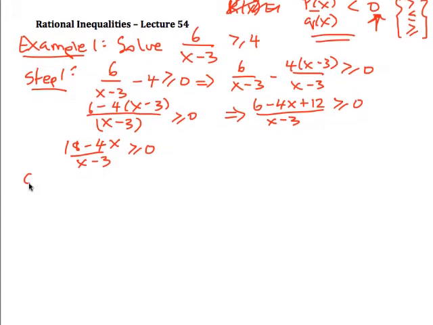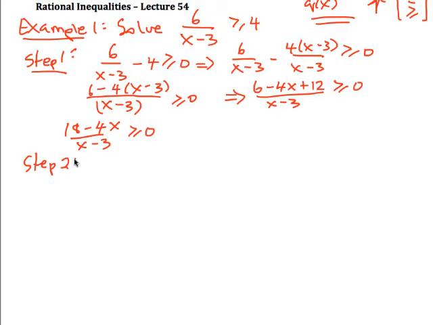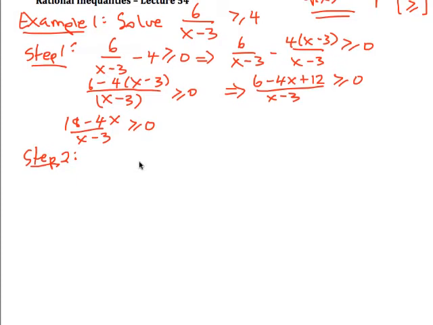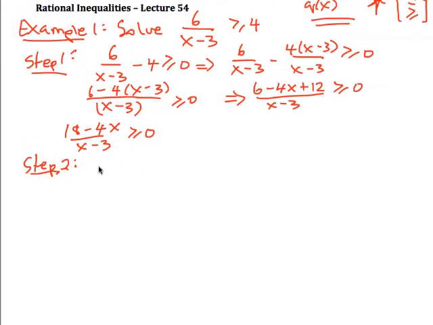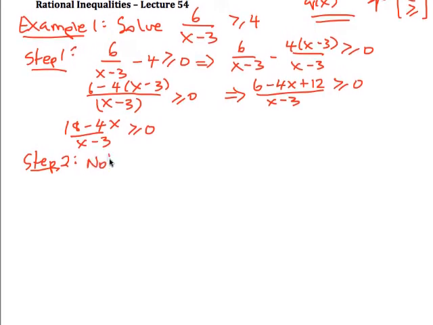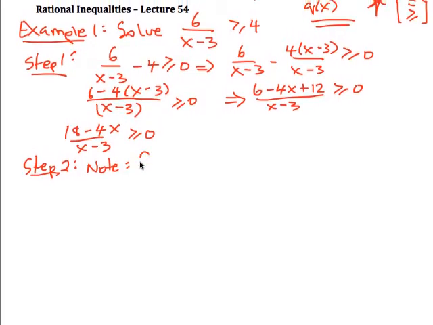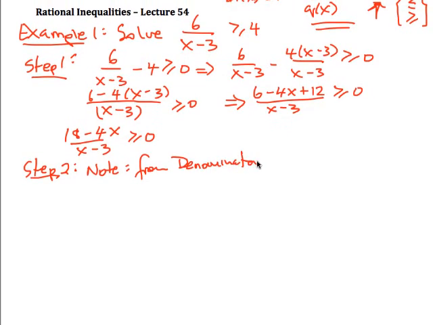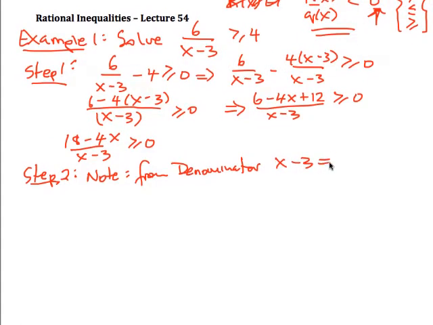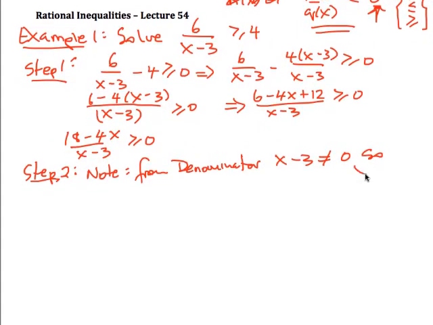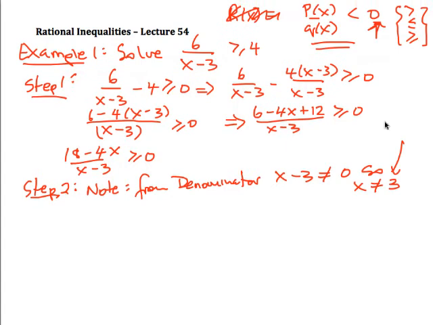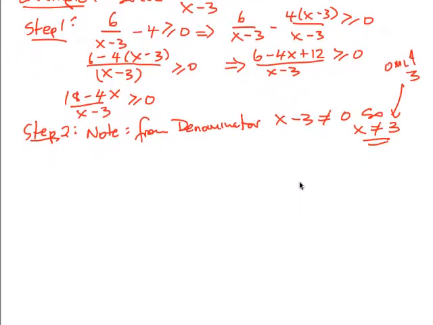Now step 2. It's a little bit more difficult than the quadratic case, but it's somewhat similar as well. We have to identify certain intervals. The first thing is we look at the denominator. From the denominator, we know that x take 3 cannot equal 0. So in other words, x cannot equal 3. That's the first thing. So notice that we're omitting 3. We can't have 3 in our solution.